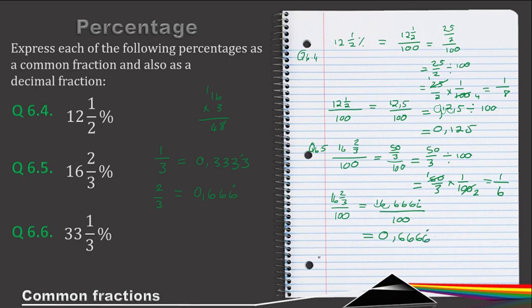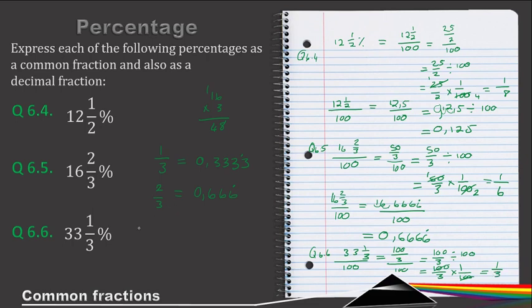Alright, so now for question 6.6, 33 and 1 over 3 over 100. So this then, 3 times 3 is 99, plus 1, so this is 100 over 3 divided by 100, which is then 100 over 3 times 1 over 100. And these cancel, so I'm just left with 1 over 3.